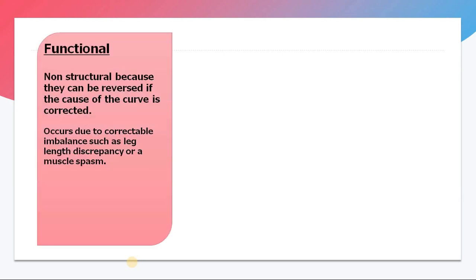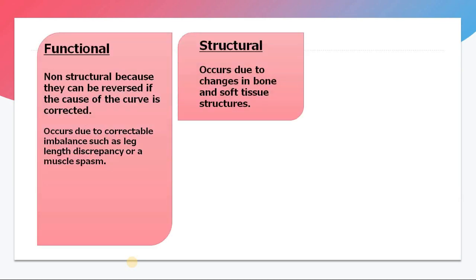Mainly, scoliosis is classified into two types: functional and structural scoliosis. The functional scoliosis is called non-structural because it can be reversed if the course of the curve is corrected. These curves mainly occur due to a correctable imbalance, such as leg length discrepancy or muscle spasm.